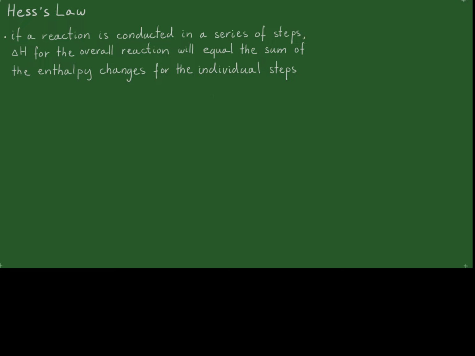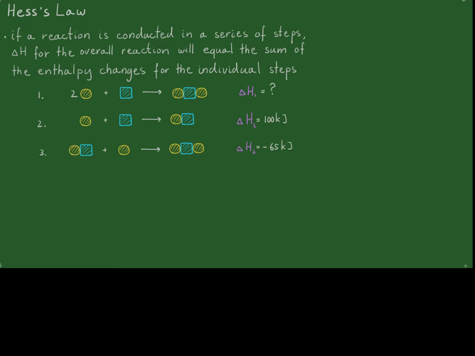It means that we can take enthalpies of two or more known reactions to figure out the enthalpy of a third one. So let's see how that works with this visual representation here. So our target reaction is reaction 1. That's the one that we want to figure out delta H for. So it is one where we need to combine two yellow balls and a blue square to get this complex here on the right. And we are given these two other reactions and the respective enthalpies.